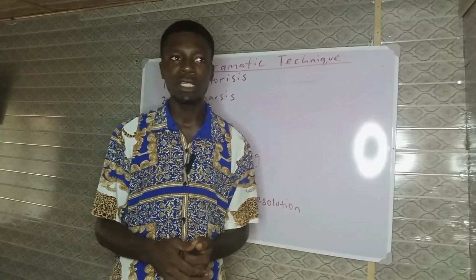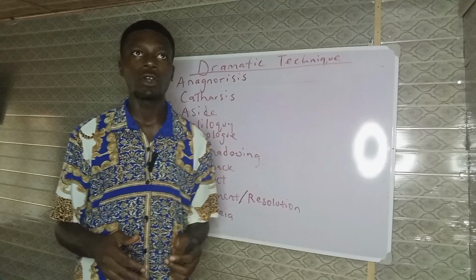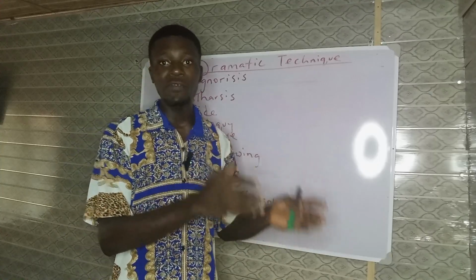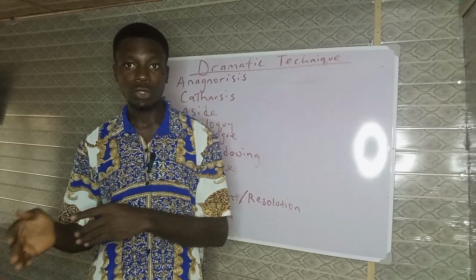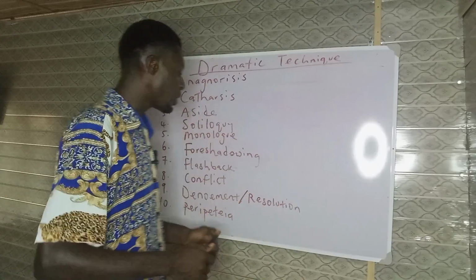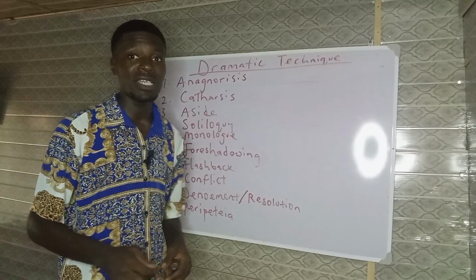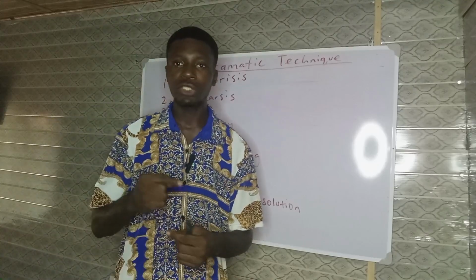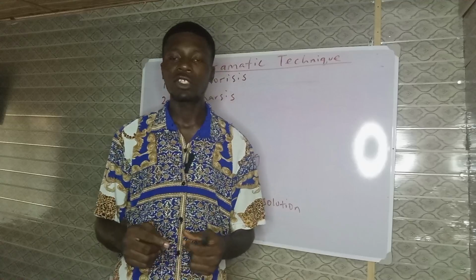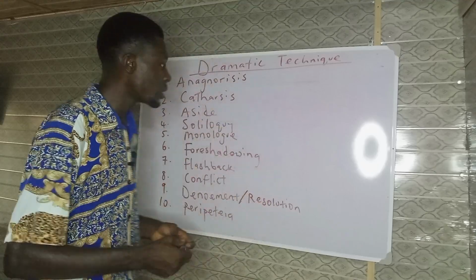What does that mean? It means that the character moves from poor to rich, rich to poor, naivety to knowledge, or ignorance to knowledge, as the case may be, or the reverse. So in peripeteia, what we find is that there is a change in the state of the character. Something just changes in that character.